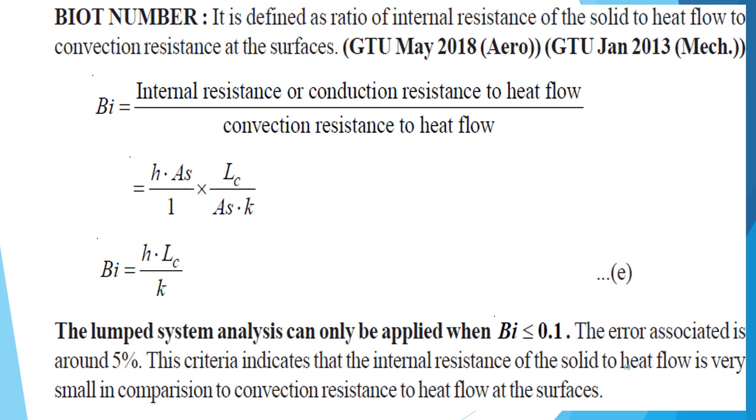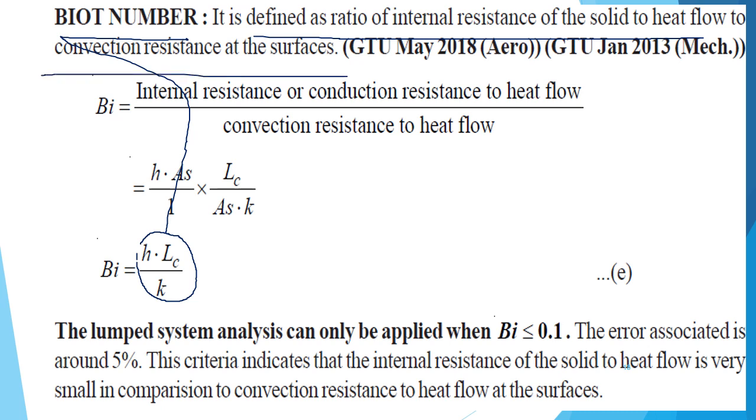So the first term which was available with us, that was H into Lc divided by K, and that H into Lc by K is nothing but the Biot number. This is a dimensionless number, a very important number. It is a ratio of the internal resistance of the solid to heat flow to the convection resistance at the surface. That is, the internal or conduction resistance divided by the external convection resistance.